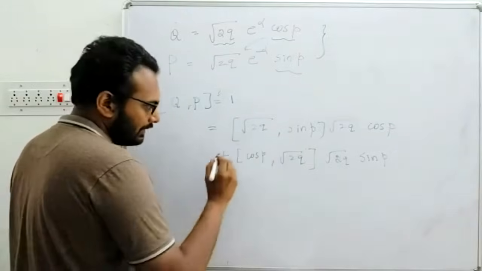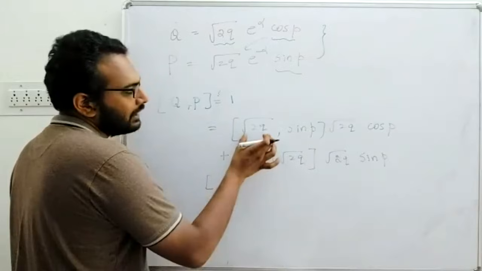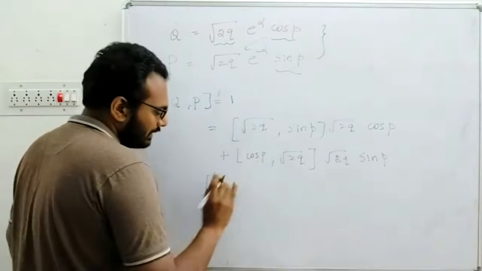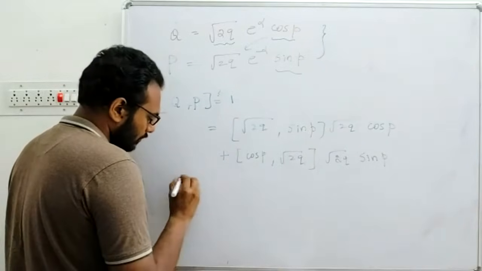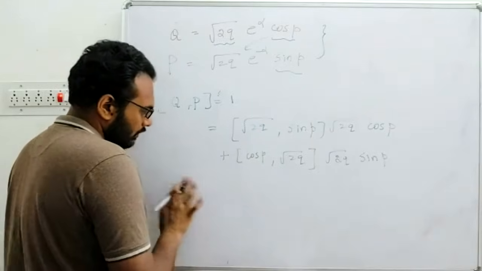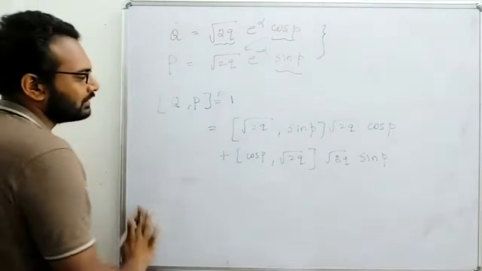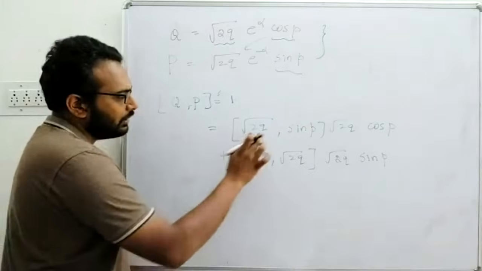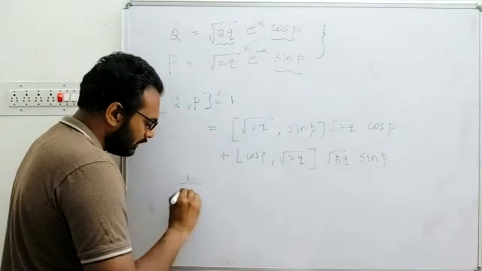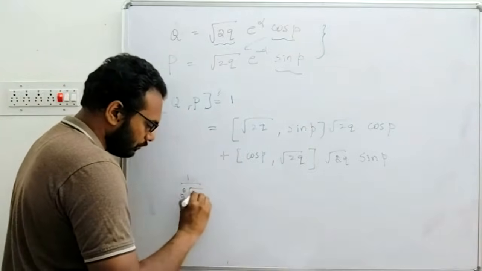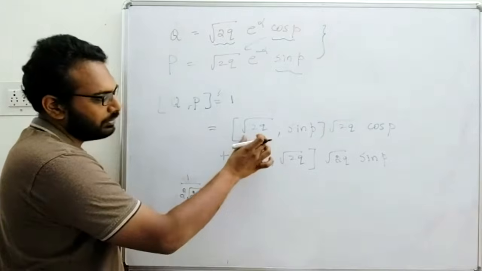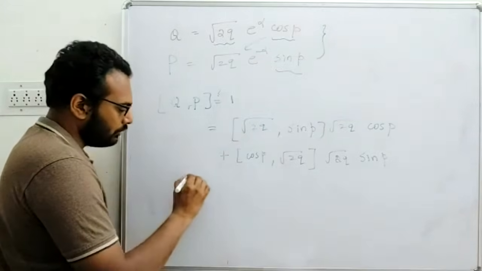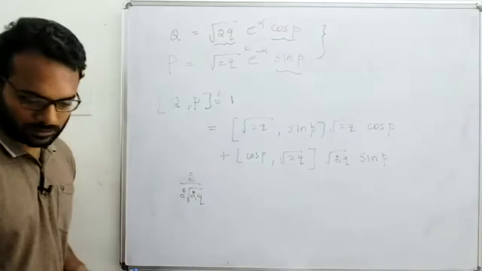So if you do that, you see that this is equal to, you take the derivative of this with respect to Q. So you take the derivative of the first one with respect to Q. What do you get? This is 1 by 2 square root of 2Q, derivative of this with respect to Q. And then you have a 2 there.